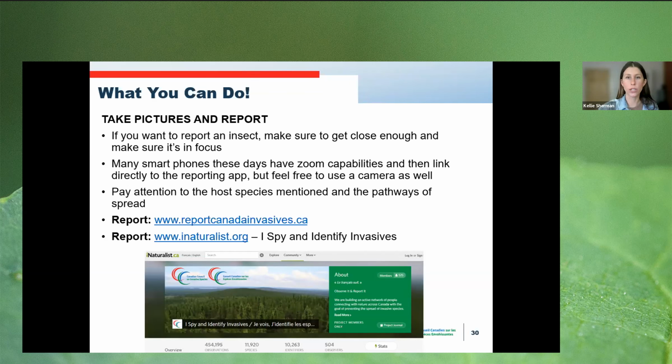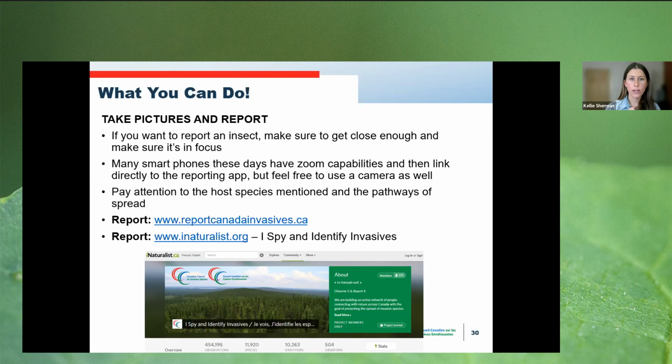And James showed that you can drag and drop into a profile on your desktop. And I think the biggest thing as well from our end anyways is just paying attention to those host species and the pathways of spread. And so on our website, we have a page, reportcanadainvasives.ca, which collects the reporting information across Canada. So some of our chapters use iNaturalist, some use EDDMapS, that kind of thing. So we've tried to collect that information and put it on our website. We're also in the midst of updating that. There are some broken links, so I just want to mention that.